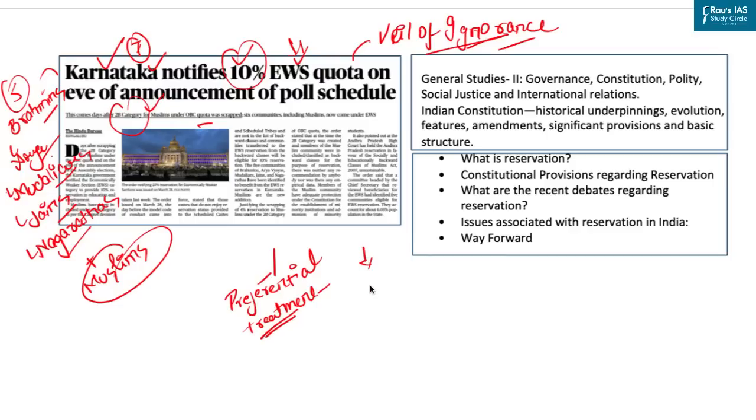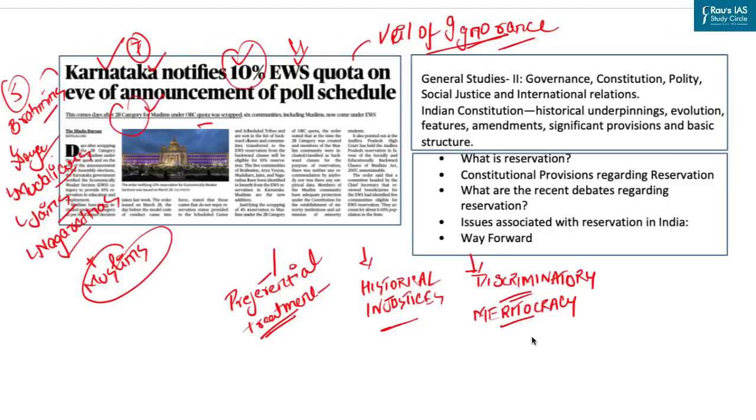On the one hand, supporters of reservation argue that they are necessary to correct historical injustices and provide opportunities for marginalized communities. They argue that without affirmative action programs, members of disadvantaged groups would continue to be excluded from positions of power and influence. On the other hand, opponents of reservation argue that they are discriminatory and violate the principle of meritocracy. They argue that reservation creates a system where people are chosen based on their identity rather than their abilities, leading to inefficiencies and lowering the overall quality of institutions.